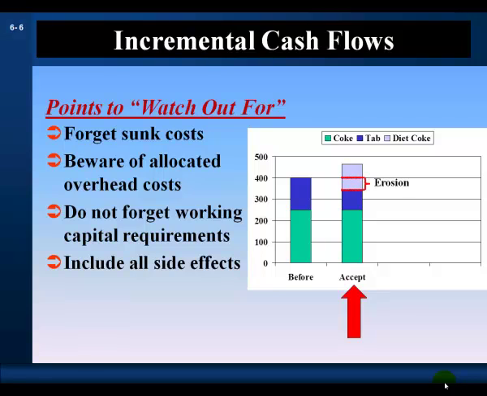A portion of Diet Coke's cash flow is the erosion of Tab's cash flows. These crossover cash flows don't add to shareholders' wealth. Shareholders already have the value of those cash flows. The cash flows that may add to shareholders' wealth are the incremental cash flows on top of that. So it's important to take into account incidental side effects such as erosions and synergies.